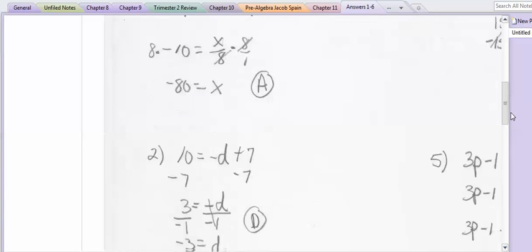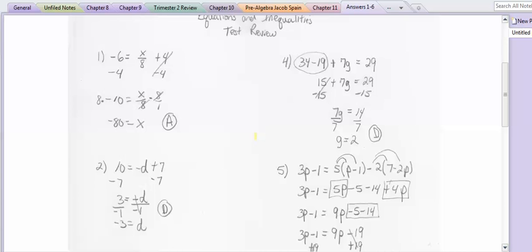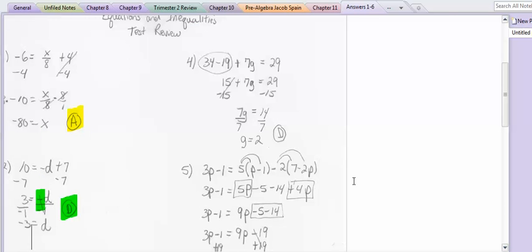Let me get it on here. Okay, so now that I got it sized right. Alright, so the first one, and again, I'm going to kind of highlight the answer is A. Okay, the work is right there. Number 2, the answer is B. Notice that we have a negative D here, so I had to divide by -1.